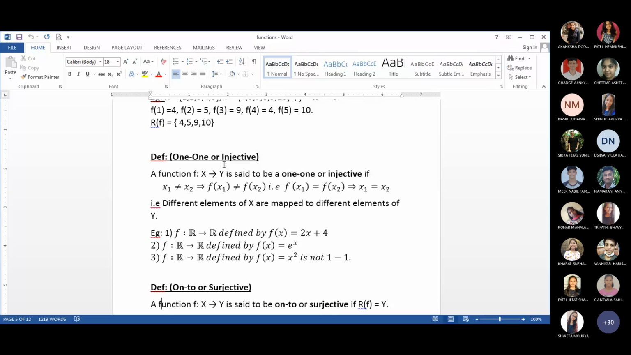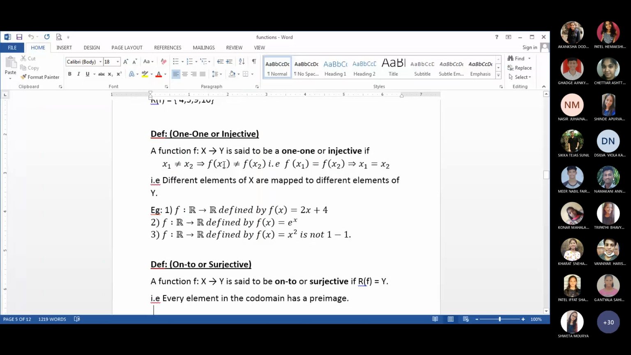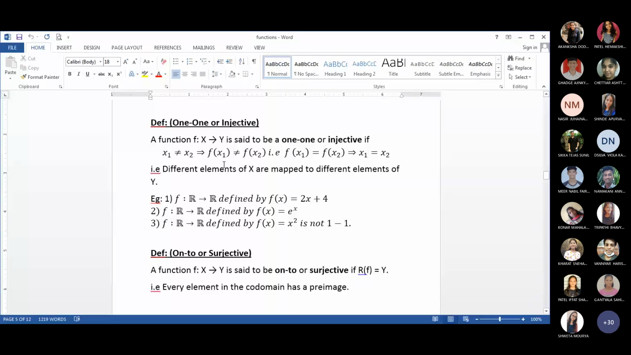Okay, one-to-one, what it says is that two different elements of the domain will have two different images in the codomain. मतलब दो different elements किसी एक element को नहीं जाएगा. ठीक है, two different elements in the domain will not go to the same element in the codomain. That is what is your one-to-one. One-to-one, as it says, one element in the domain will go to one element in the codomain.